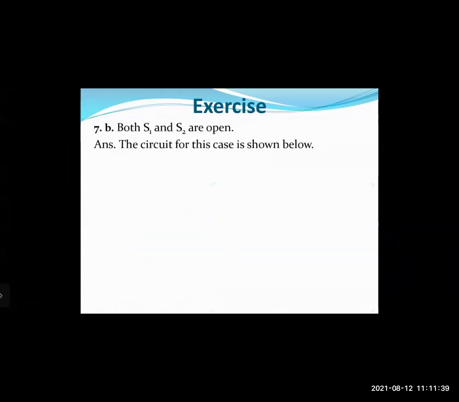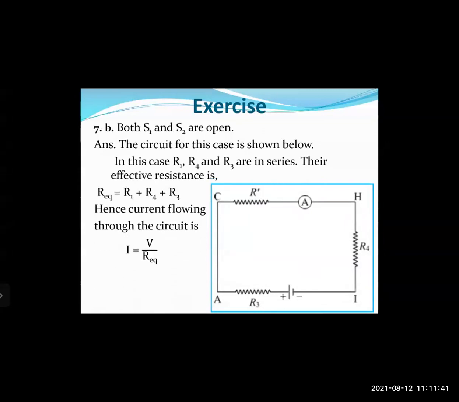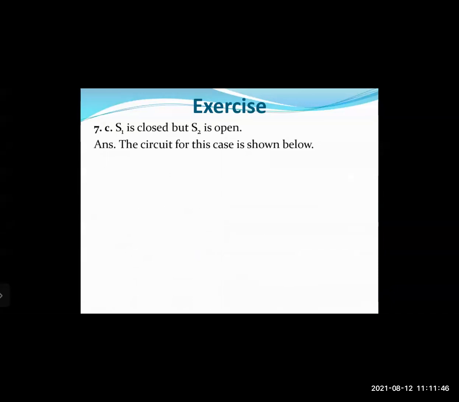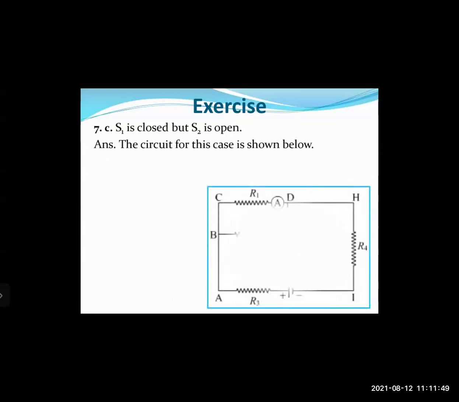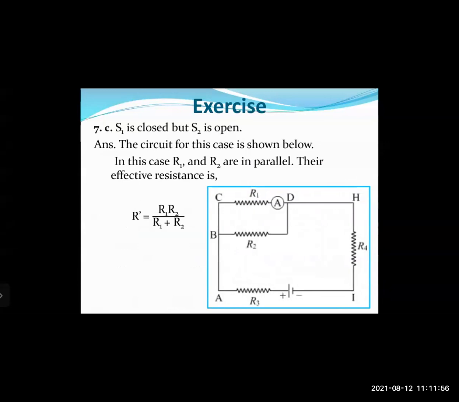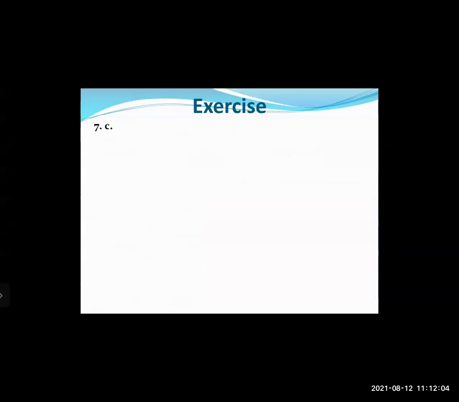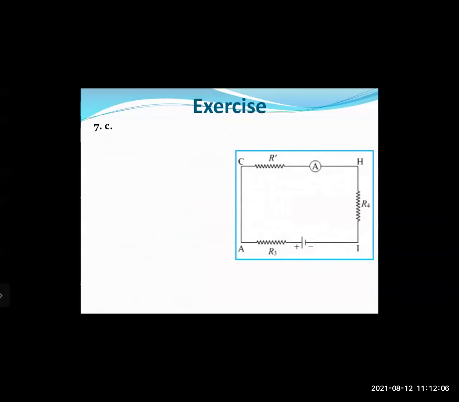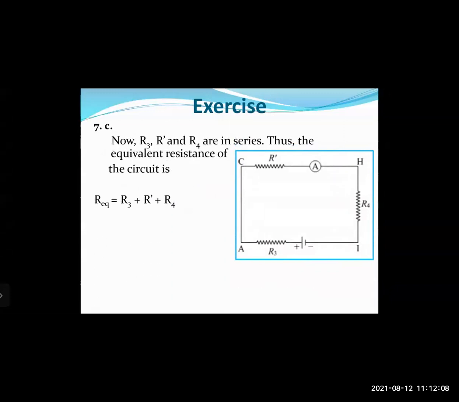Fine. So we will move further with what we have seen. When both S1 and S2 are open, and then S1 is closed but S2 is open, R1 and R2 are in parallel. So we calculated the effective resistance: 1 by R dash is equal to 1 by R1 plus 1 by R2. So we solve it as R dash equals R1 into R2 divided by R1 plus R2. Then we solved the series combination, where R3, R dash and R4 are in series, so the effective resistance will be R3 plus R dash plus R4.